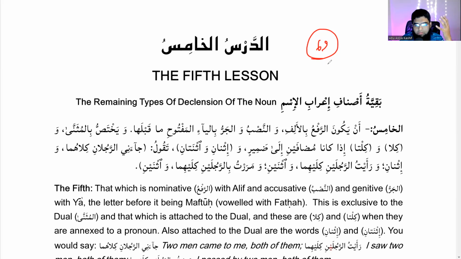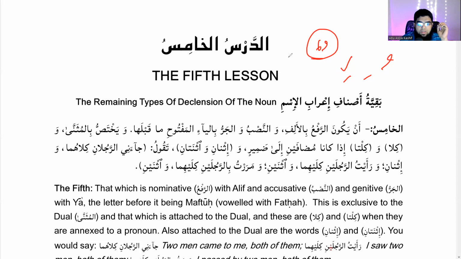There could be various cases, like we learned with the sound feminine plural. Those words don't take fathas at all. So as-samawatu, as-samawati, or al-banatu, al-banati. Muslimatu, al-muslimati, muslimati. They take only kasra. So dhamma, kasra, kasra. So even for nasb, they take a kasra.